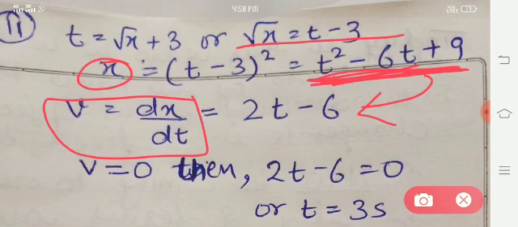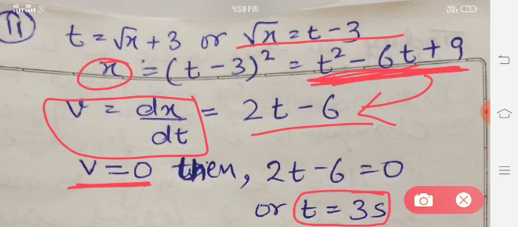And also you have given that you have to find the displacement of the particle when its velocity is 0. So we will find the value by simply putting v is equal to 0 in this equation. Then you get the time here, so you can find the time related to this function.